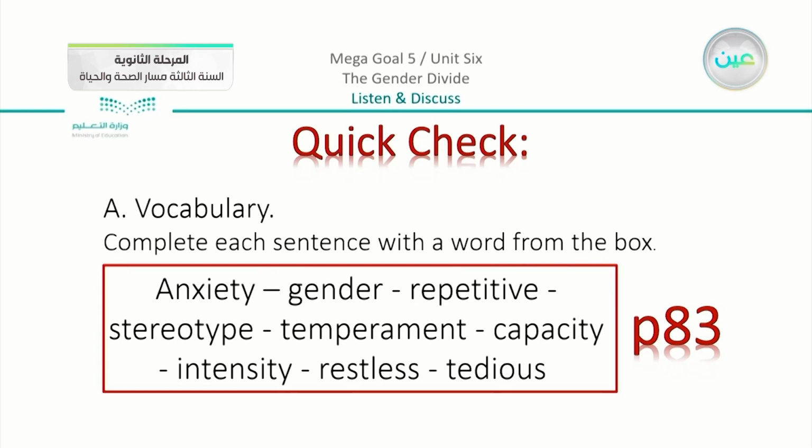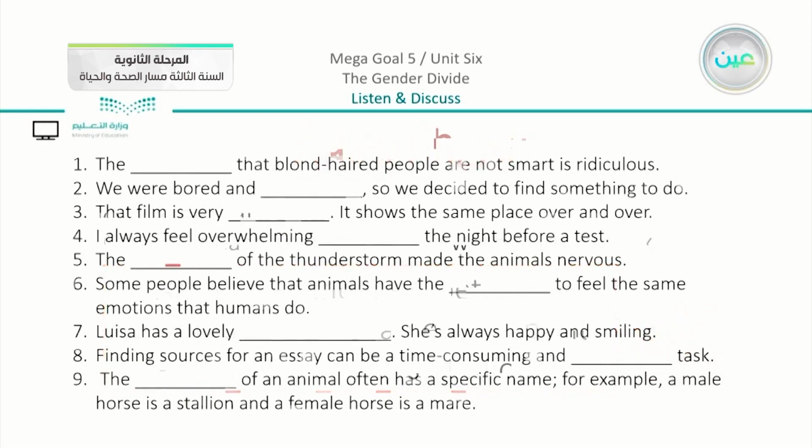On page number 83, you can see that we have here our words, which are anxiety, gender, repetitive, stereotype, temperament, capacity, intensity, restless, and tedious. Now moving on, we have our exercise, which is to fill in the blanks with the suitable word. So just to see the first one, we have the blank: blonde-haired people are not smart is ridiculous. So we have an opinion here or a kind of idea that is ridiculous. So we can see that the most suitable word is stereotype.